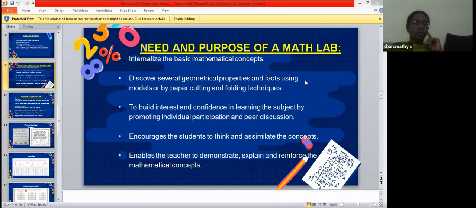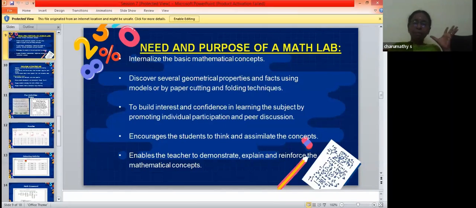Next one is it encourages students to think and assimilate the concepts. So they think on the concepts, then they finally assimilate the concepts and arrive at a conclusion. They sum up the concepts, whatever they have learned in the classroom, it comes into shape only in the math lab.